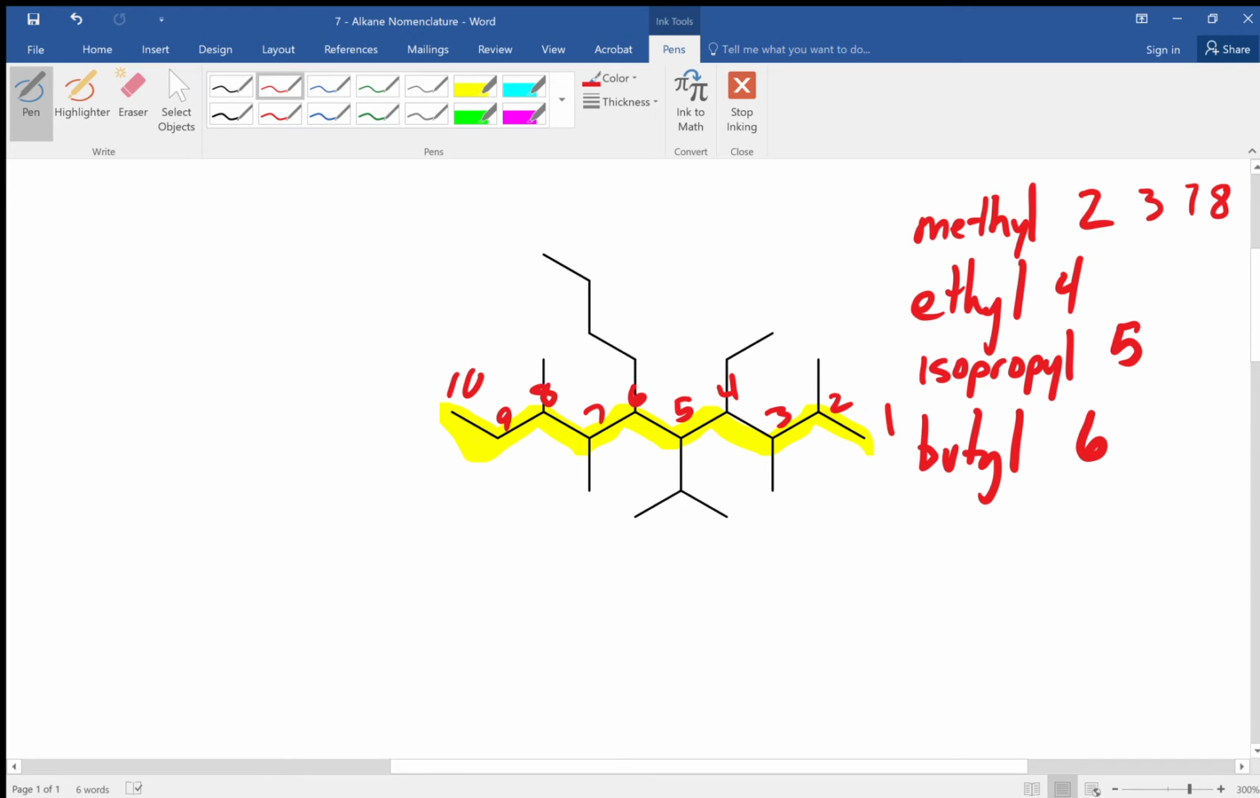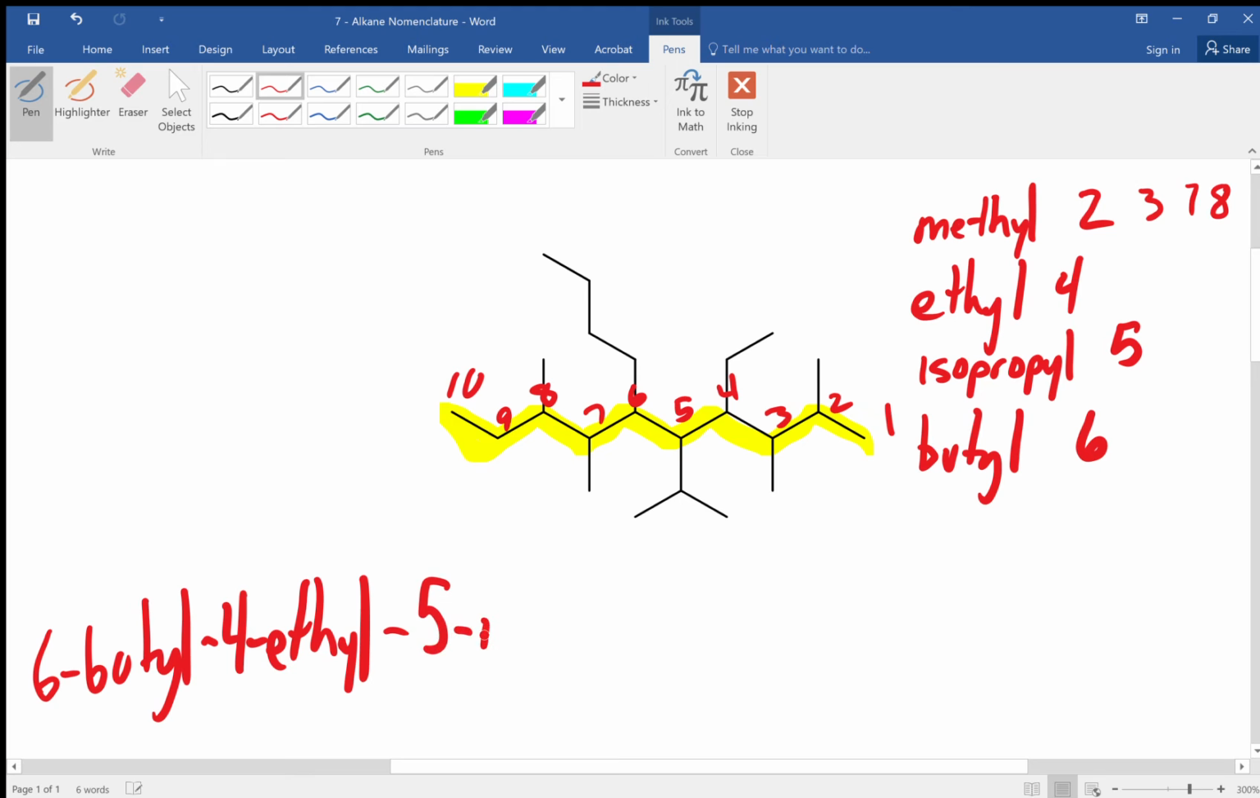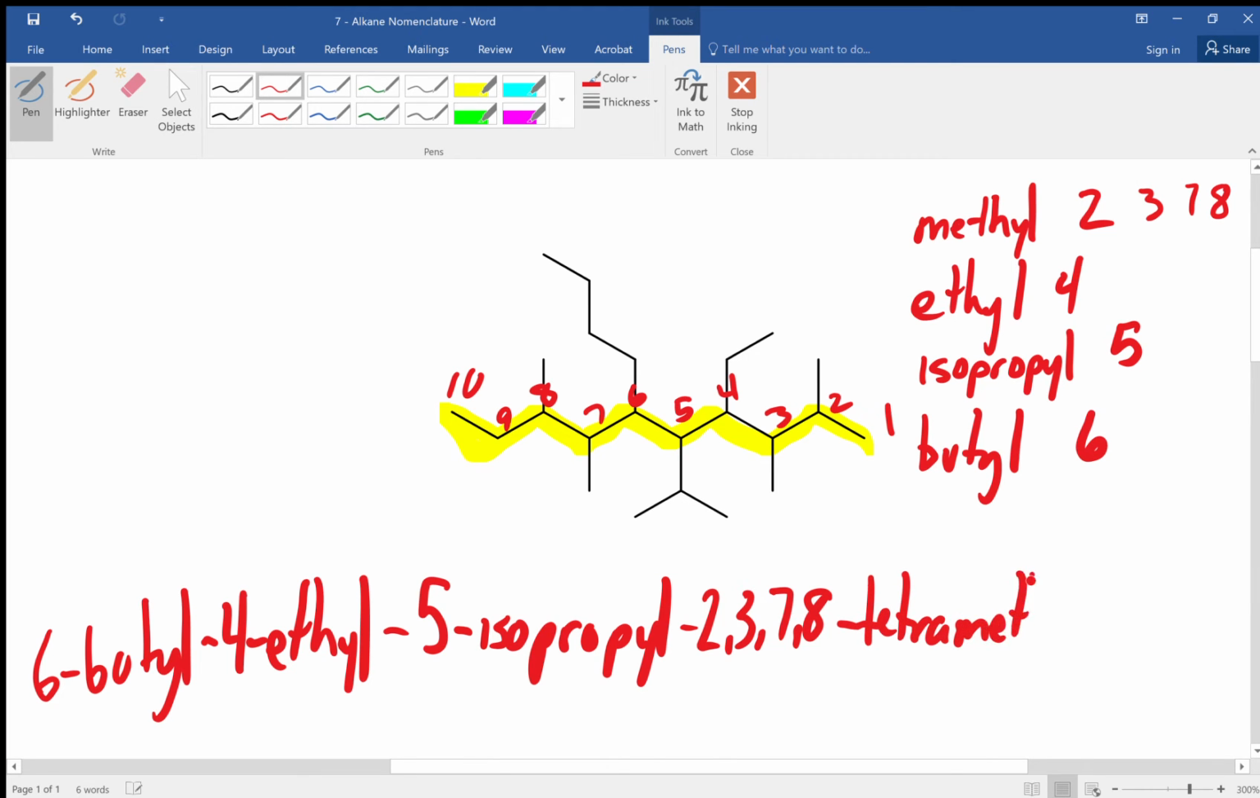So here, we just need to name these substituents in alphabetical order. So butyl, starting with B, will come first, followed by 4-ethyl. Then recall for isopropyl that the prefix iso is not a numerical prefix. So isopropyl gets alphabetized under I. Finally, we have all of our methyl groups, 2, 3, 7, and 8. There's 4 methyl groups, so we use the prefix tetra. And then our parent name, decane.